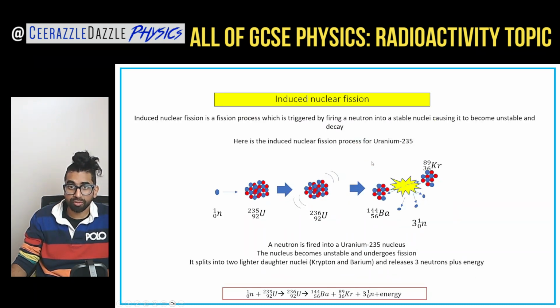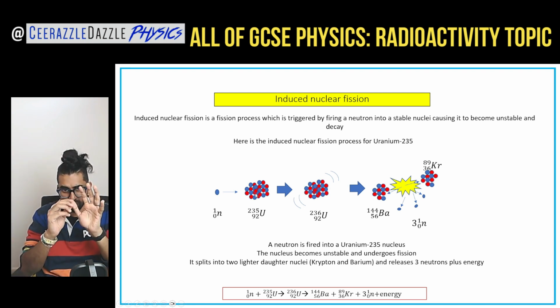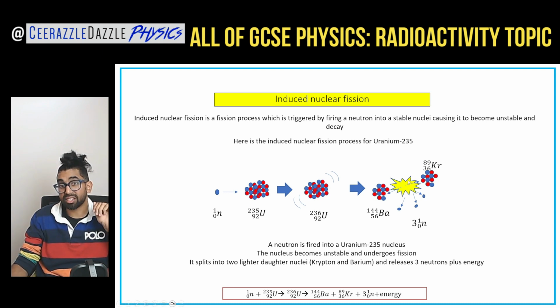So induced nuclear fission. This is what occurs inside a nuclear reactor. Basically, they have uranium over here. What they do is they fire a neutron into it, and the neutron goes in, it becomes unstable, and then it starts to split. There we go. It actually splits off into 2 daughter nuclei, because they come from the parent, that's why it's called daughter nuclei, and 3 neutrons are released, plus energy. Over here you can see that 1 neutron goes into uranium, it becomes uranium-236. Krypton and barium are released and 3 neutrons plus energy is released in this process.